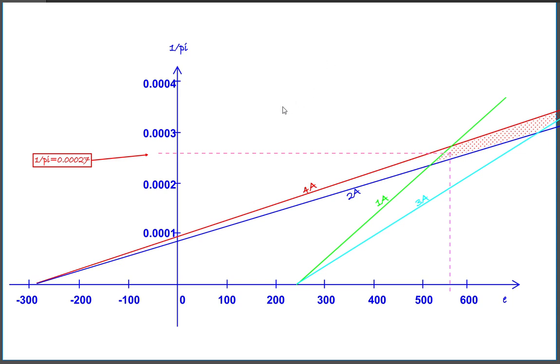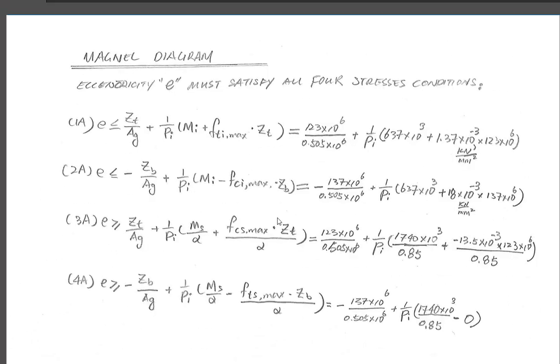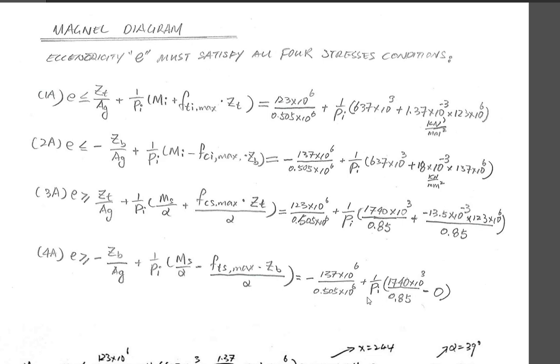So the next step is to construct the Magnel diagram to find a suitable eccentricity ex and to find a suitable prestressing force for the prestressing element. So let's go back to our first fundamental equations here. I assume that we all got to this stage. We're just trying to convert our eccentricity from the formulas.